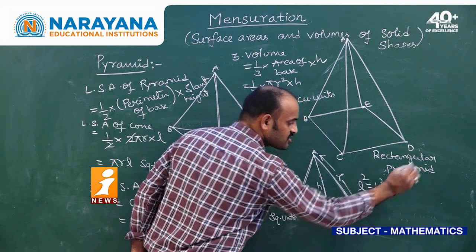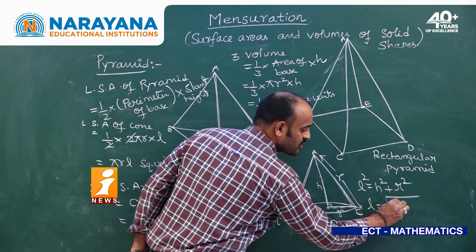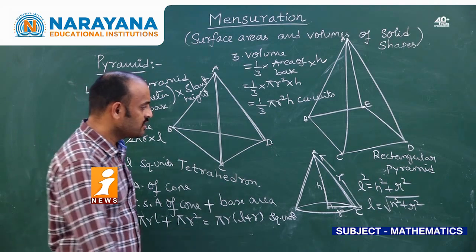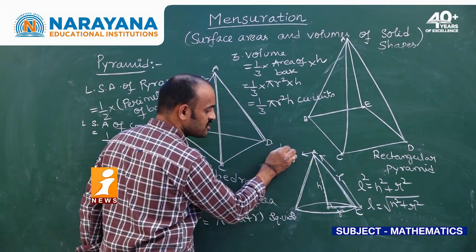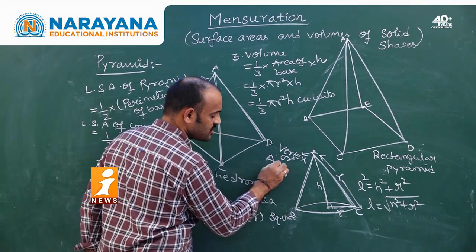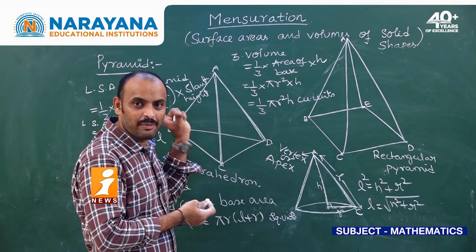L square is equal to H square plus R square. L is equal to the square root of H square plus R square. And this point is called the vertex or apex. Apex means top, the top of the mountain.